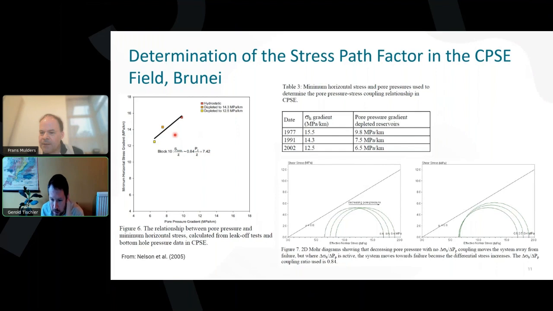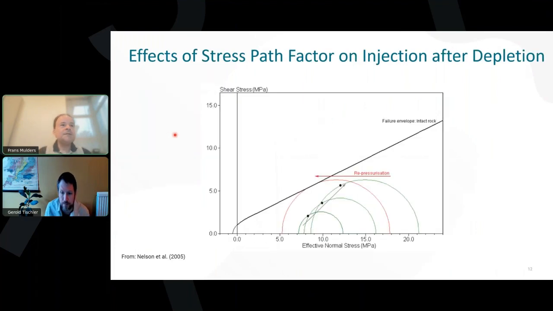Hi, Frans, as always, a great presentation. Could you please give more details on the 2D numerical model where stress paths for both depletion and injection were the same? Yes, so that is this model, right?